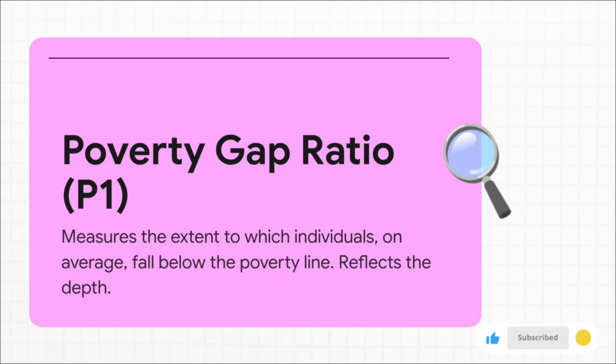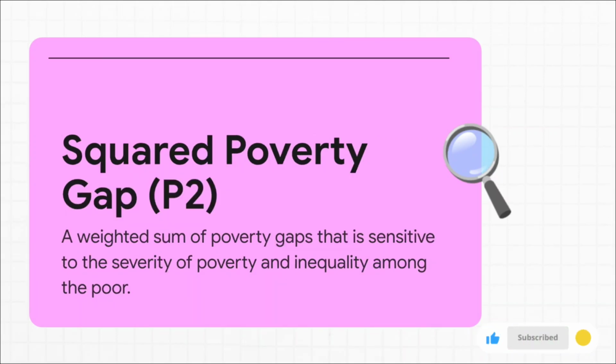So this gives us a much better sense of the depth of poverty in a country. And if we want an even more detailed, more nuanced view, we can use the squared poverty gap. Now, this is a really powerful tool because by squaring that gap, it gives much more weight to those who are furthest below the poverty line. It helps us understand the true severity of poverty and really focuses our attention on the most vulnerable people.